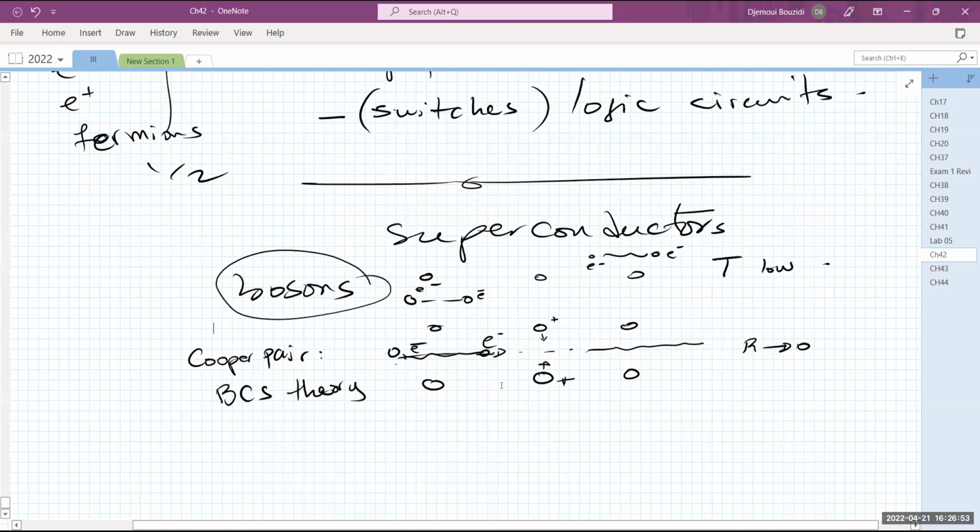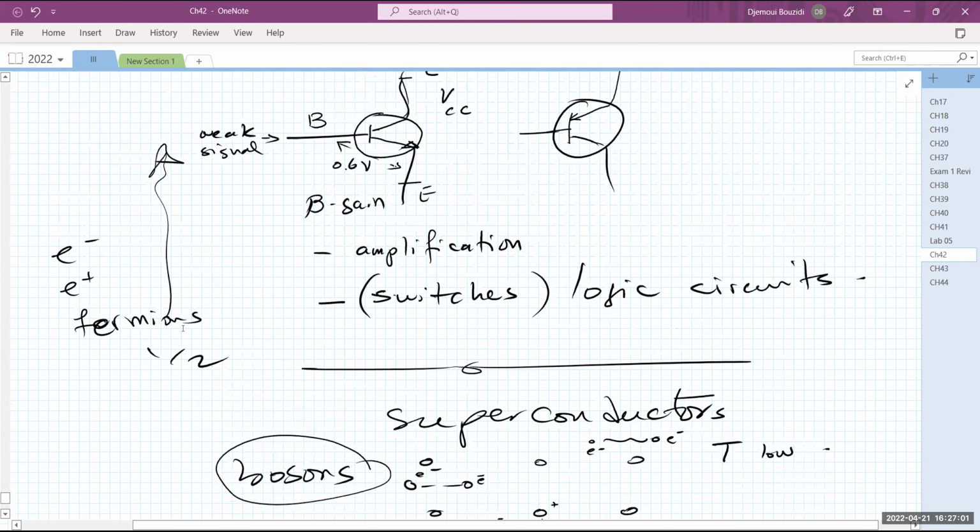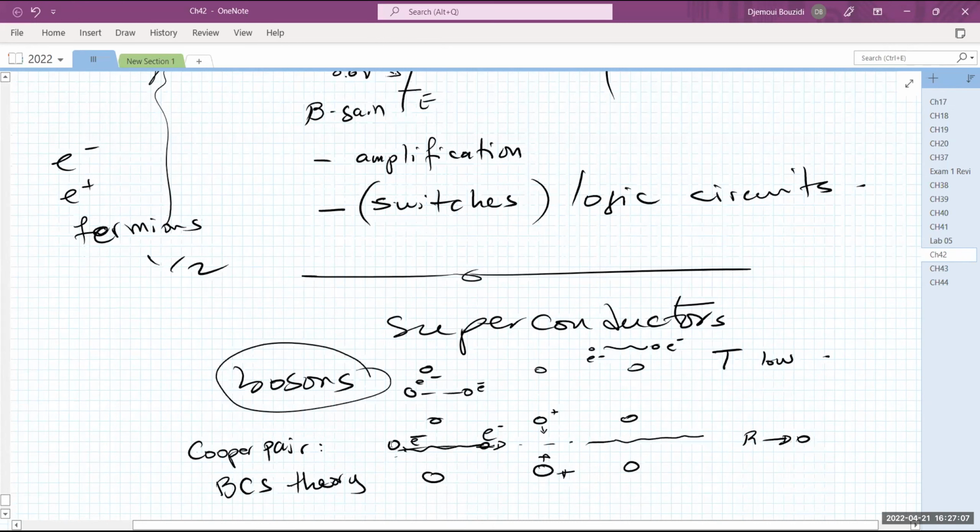Unfortunately, with a slight increase of temperature, this bond breaks, the pair breaks, and when it breaks, we go back to the old behavior of fermions, and now they go all over the place. So the energy for the formation of this Cooper pair is very low. That's why it requires low temperatures. Okay, make sense?